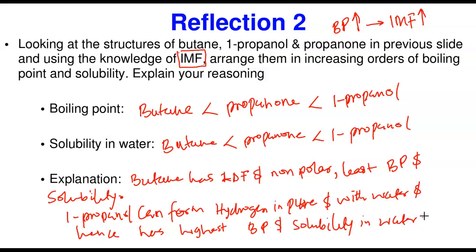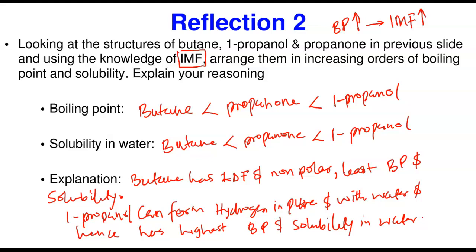Whereas propanol itself cannot form hydrogen bonds with itself. So the boiling point is in the middle. However, it can hydrogen bond with water and its solubility is greater than that of butane. So this is how you explain this in your own words, depending on how you want to put it.